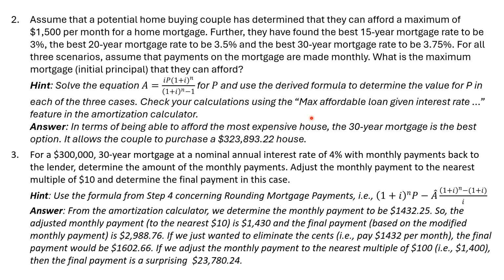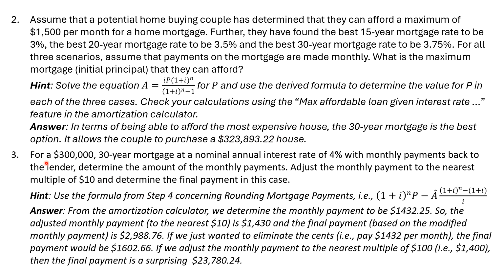And you can check your calculations using the max affordable loan given an interest rate feature in the amortization calculator, which I'll make available. And what I came up with, and you can double check me on this, is that the 30-year mortgage, even though the rate's a little bit higher, would give them the possibility of purchasing the most expensive house, was this number here.